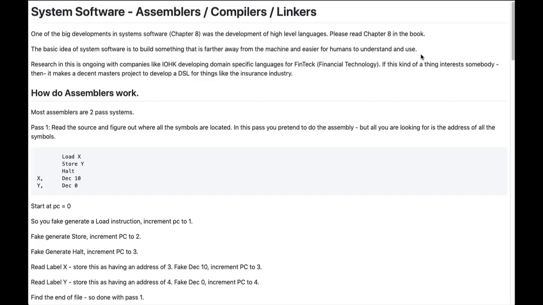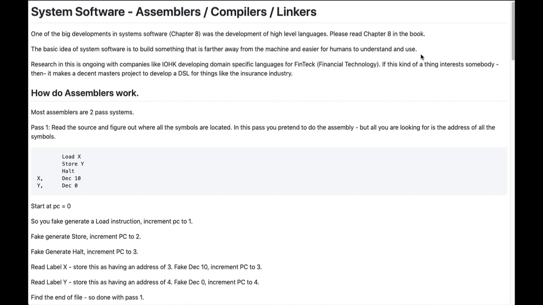All right, last couple of times we talked about how the network stack is system software that's really common today. Today I want to talk about assemblers, compilers, and linkers as system software. This was one of the big developments in system software, and it was developed a long time ago, so it's really common today.